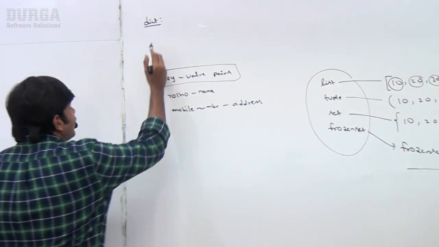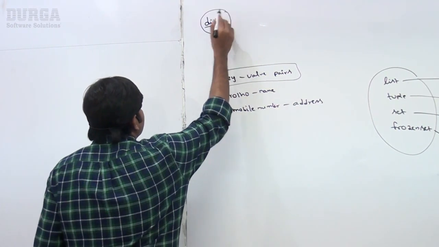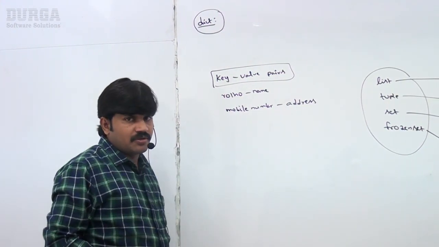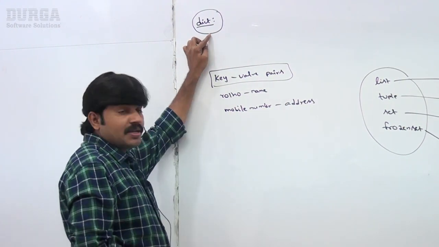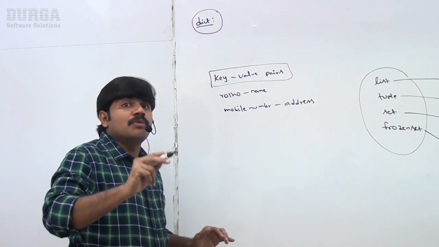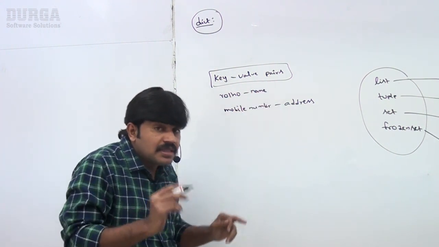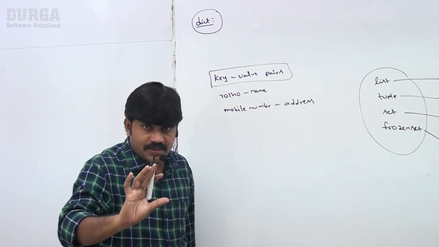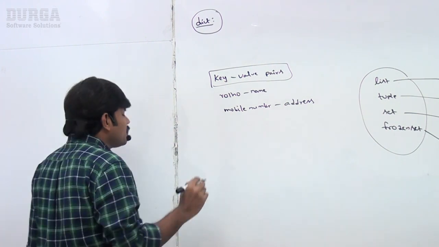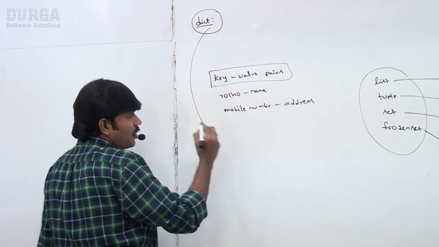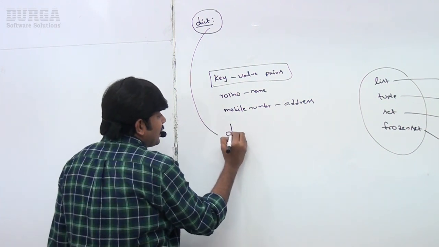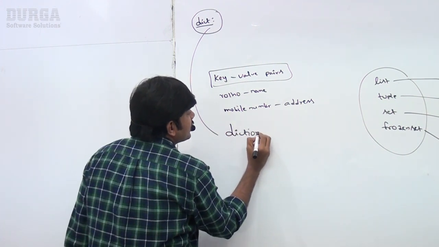What is that next data type? It is the dict data type, right? Are you in the position to understand when we should go for the dict data type? If you want to represent a group of objects as key value pairs, then we require to go for the dict data type. Okay, sir, dict means what? Dictionary.